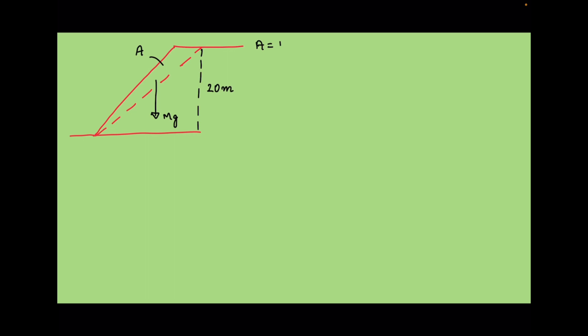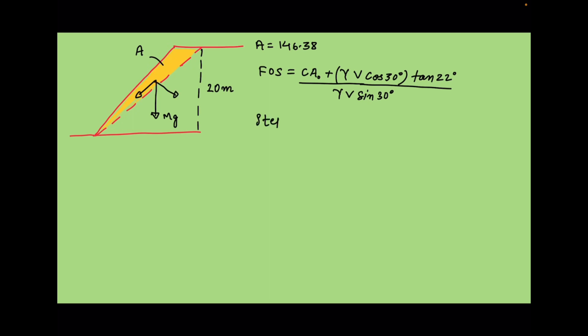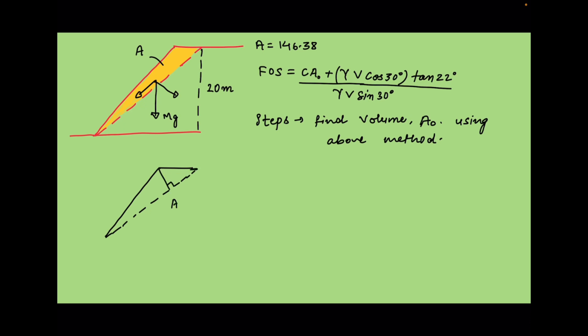So in short, step by step: first you find the resistive and driving force, put them in the numerator and denominator, find the area and the volume of ABC, and put the values. You will get the answer.